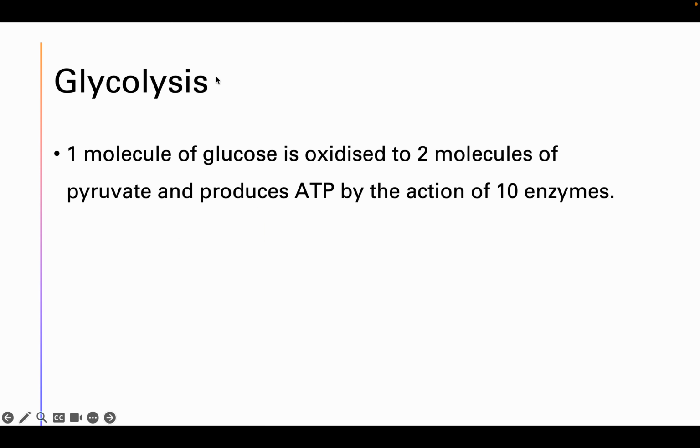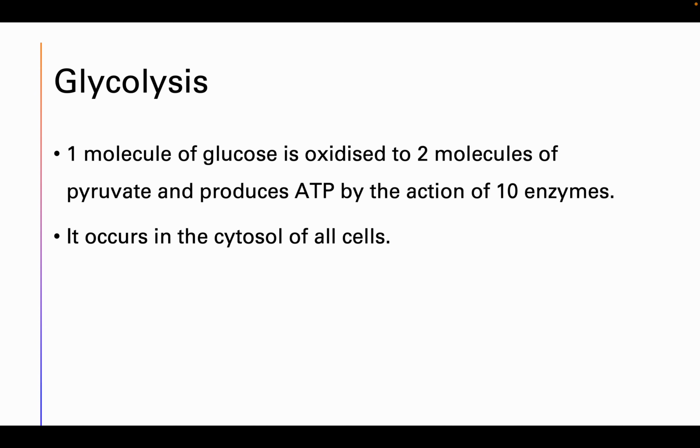So what happens in glycolysis: one molecule of glucose is broken down to two molecules of pyruvate. Glucose is a 6 carbon molecule, and it is broken down to two molecules of pyruvate, which are 3 carbon molecules, by a series of reactions which also need ATP, but then release ATP as well, and it requires in total 10 enzymes. Some of the steps are reversible, which means they can go back and forth, but some of the reactions are irreversible, which means they can go only in the forward direction.